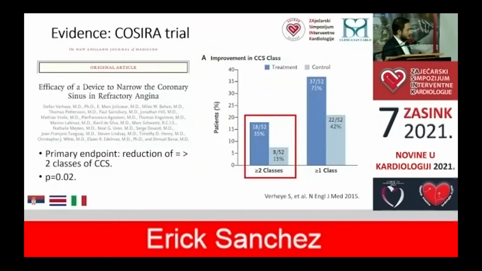That was one of the problems, but they showed it was significant, and there was an improvement in 35% of patients compared to 15% in the control group. But you can also see that an improvement of 1 class of angina was seen in almost 71% of patients. This is the only trial to date.